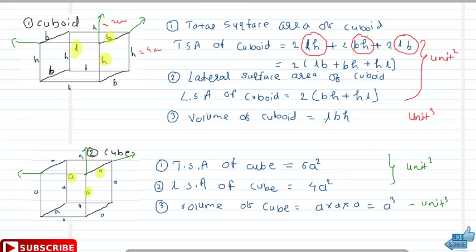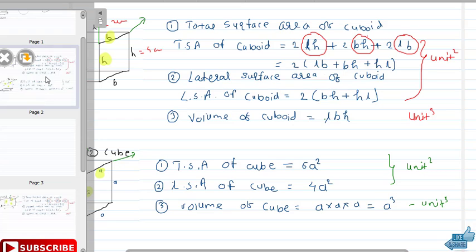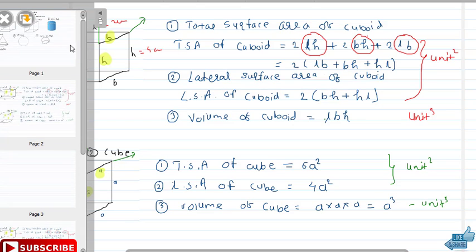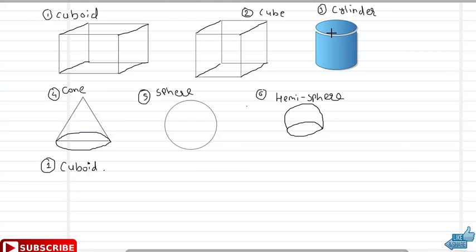Understood these two figures? Well, at last we will revise it, don't worry. So now we are going for the next figure, and our next figure is, let me check, our next figure is here, cylinder. So let's take the cylinder on our explanation page.